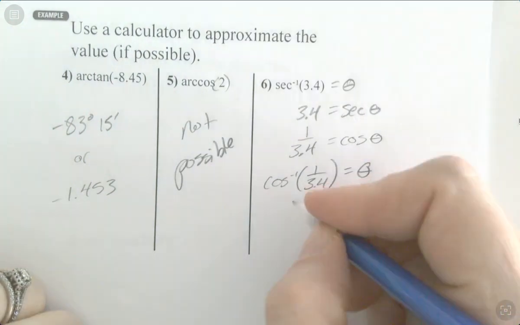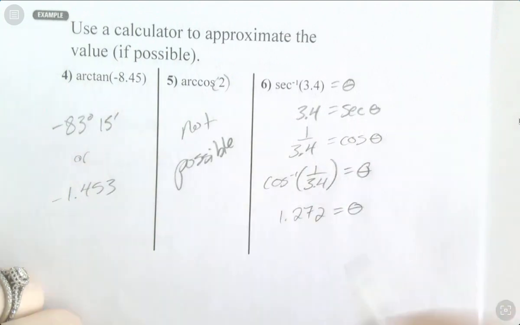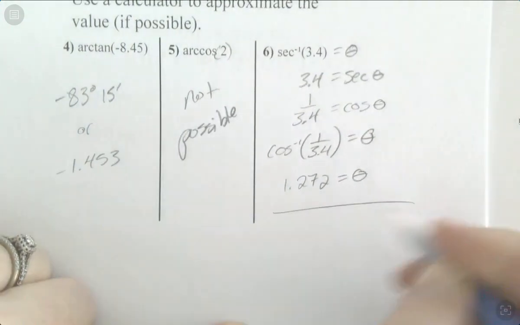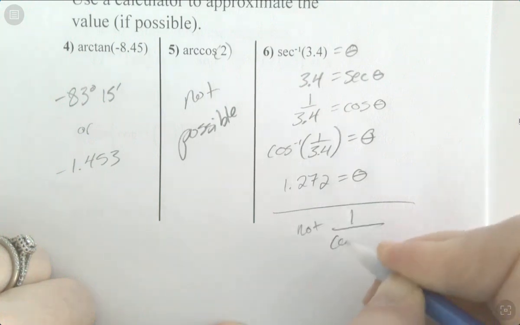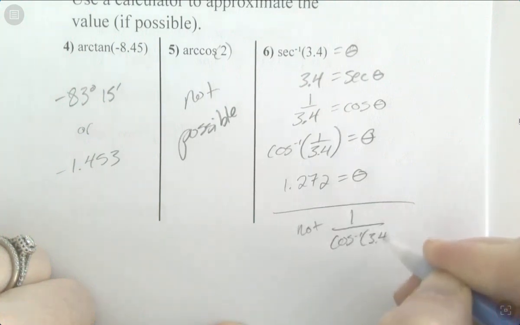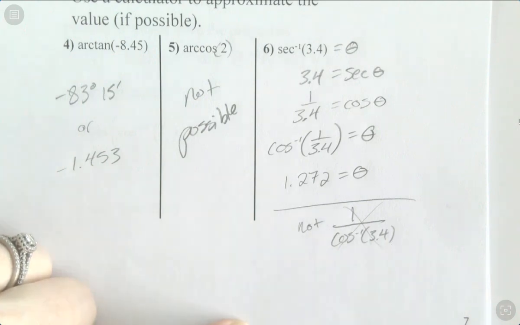Yes, 1.272 I have. So 1.272, if you're in radian mode. If you're in degrees, you'd get something different. What you have to be careful with is this is not 1 over the inverse cosine of 3.4. You're not doing the reciprocal of the entire inverse function. It's the reciprocal of the value, right? So think about SOHCAHTOA, that's adjacent over hypotenuse, that's the value. So we'll have to do a hypotenuse over adjacent for this.